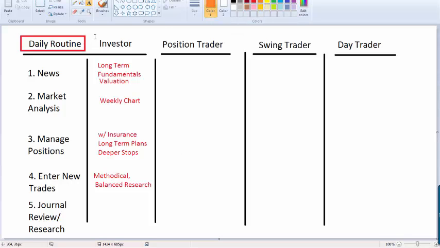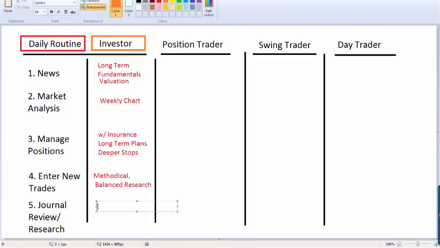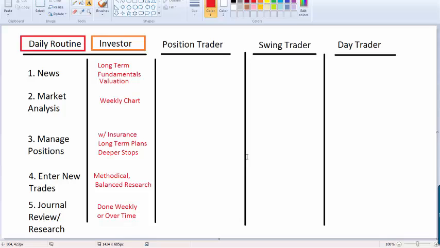Now, the next area, when it comes to investing and trading, is journaling and review and research. You don't necessarily do this daily, okay? This may be done weekly, or over time. Many times you're going to rely on other publications. You're going to rely on trusted sources. You may even have a paid broker to help you identify where you're going to be getting in. Investing is a great thing.